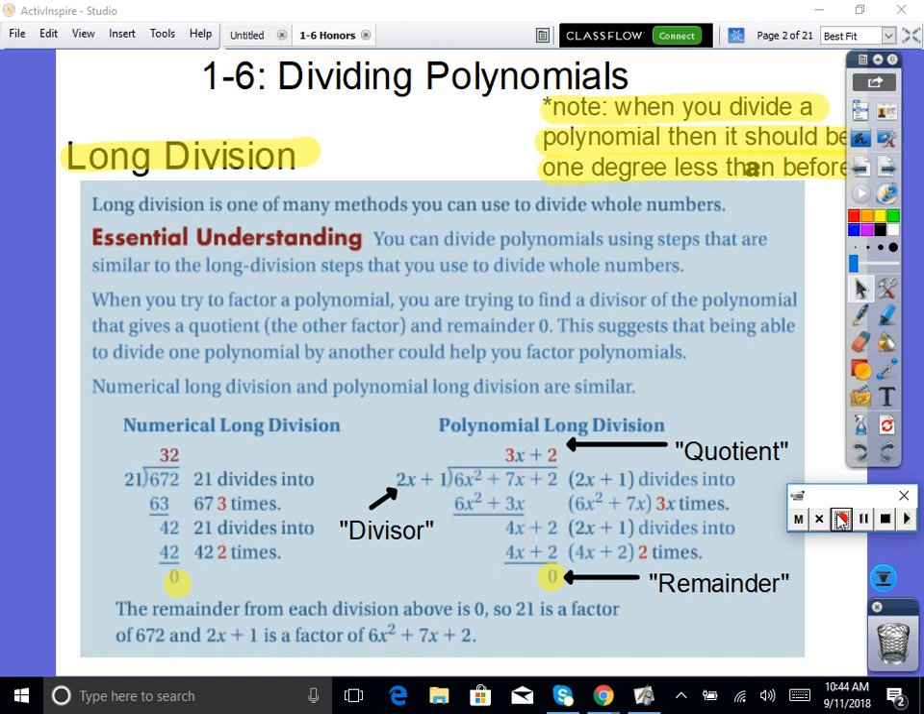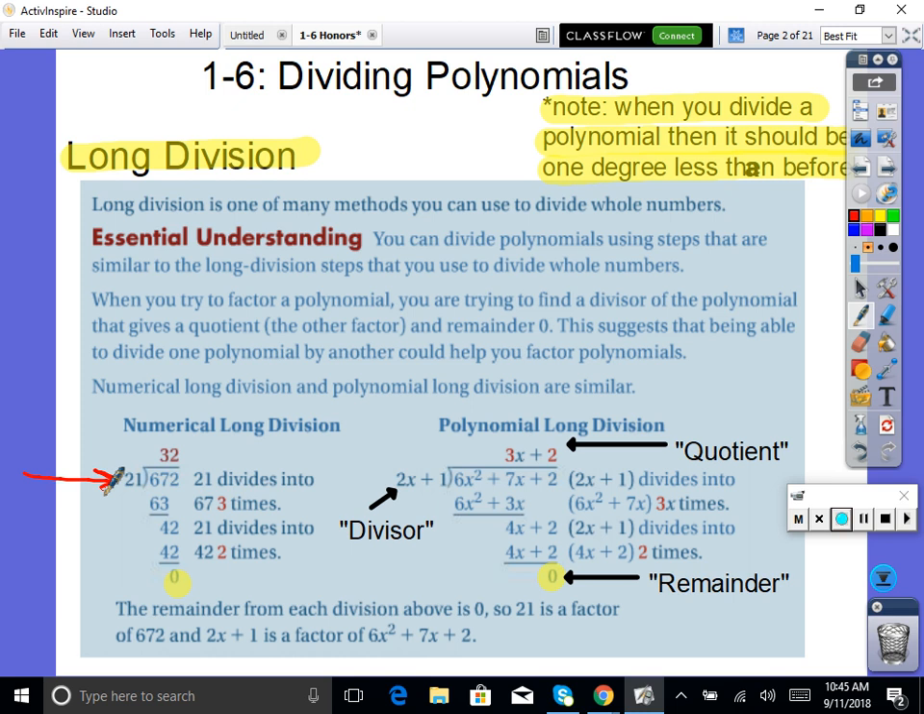So long division is one of the many methods you can use to divide whole numbers. Like back in the day, in younger years, we learned how to divide things by hand, and we did long division with numerical long division. Polynomial long division is going to work in the same fashion, and we'll talk about that in a second. We're going to review it and go over it and learn it.